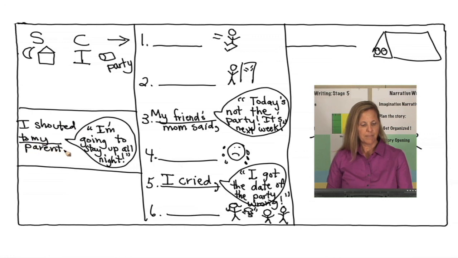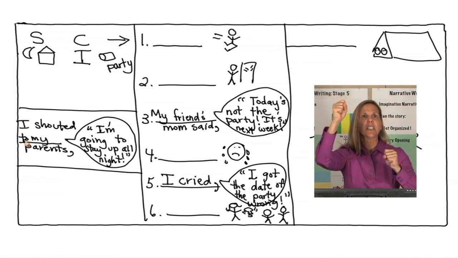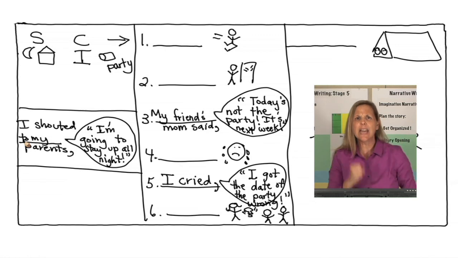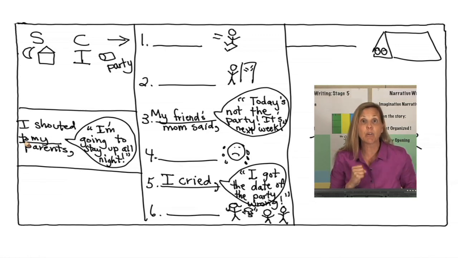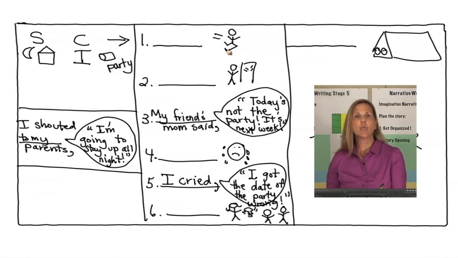Comma. I'm going to stay up all night. Now we have the beginning of our story. Let's go back and practice it. One Saturday night at my house, I grabbed my sleeping bag and gear to head to my friend's sleepover party. I shouted to my parents, I'm going to stay up all night. Could I have one more sentence here before I run down the street to my friend's house?